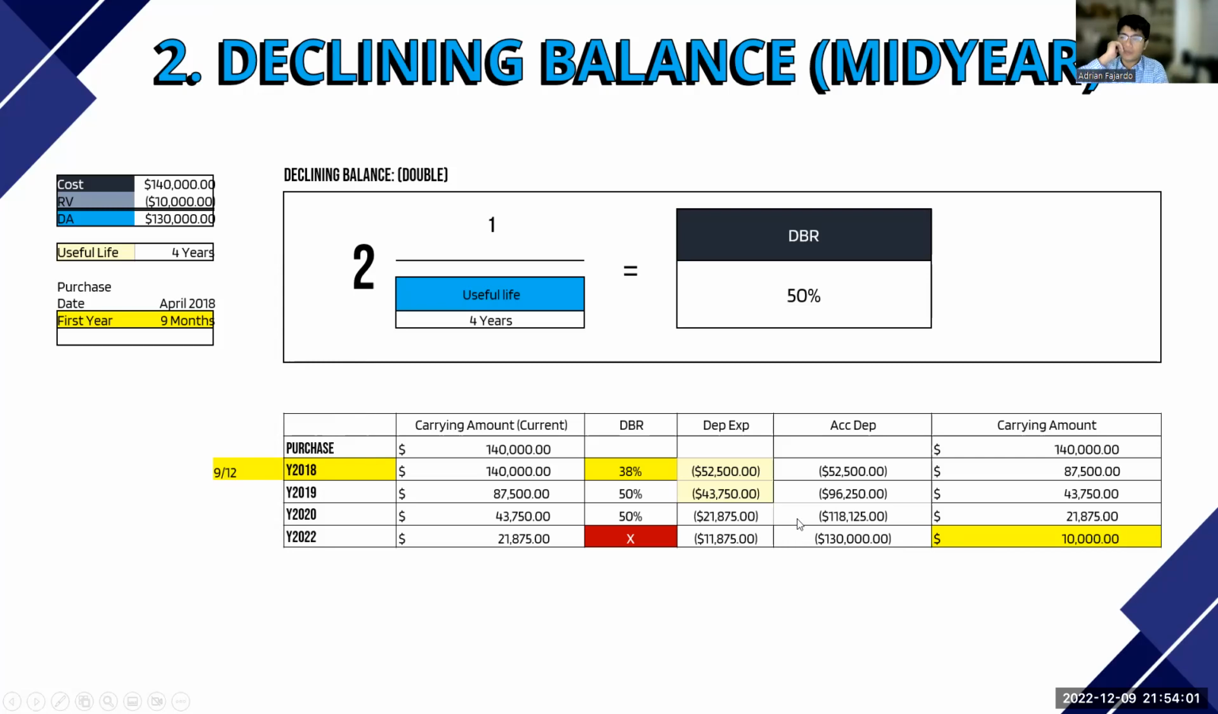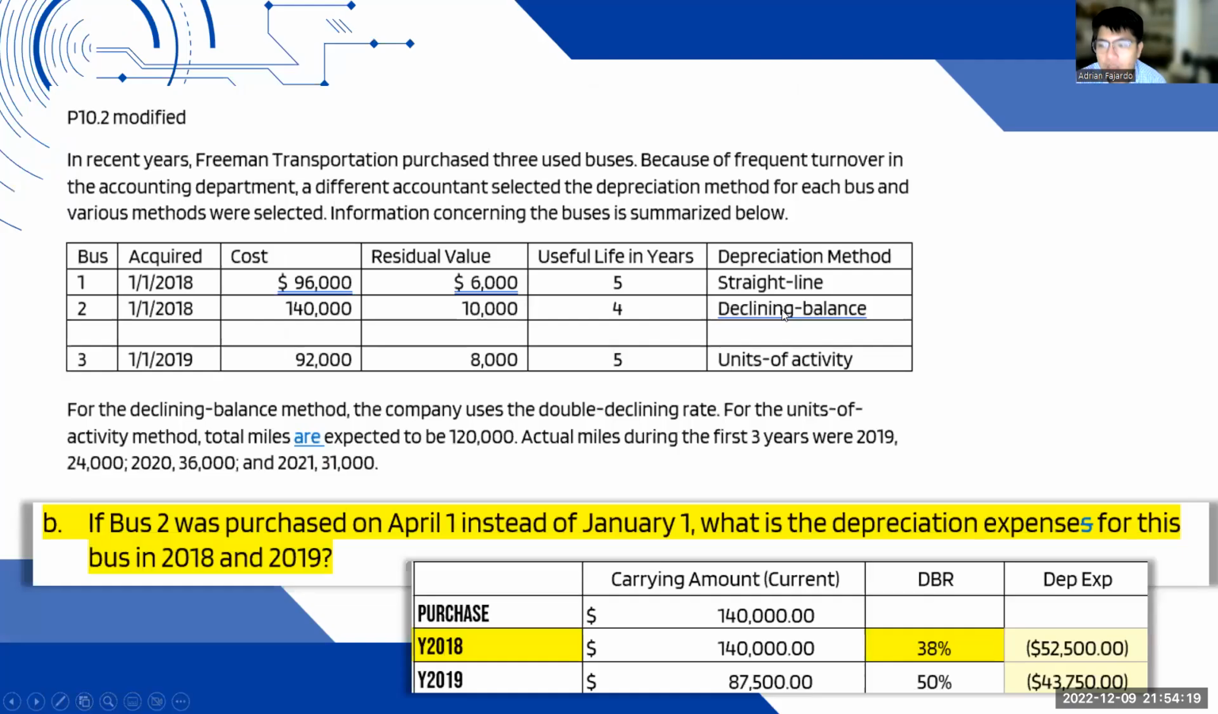So what was the question? What is the depreciation expense for 2018 and 2019? Well, just these two, right? But again, with a mid-year purchase, you prorate the annual DBR. So the annual DBR is 50%. So we only need 9 months. So 50% times 9/12, right?